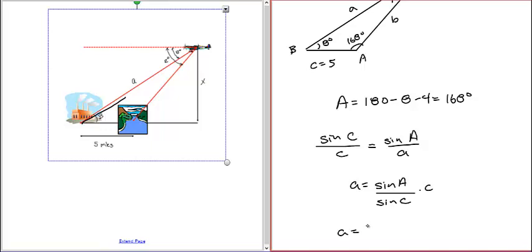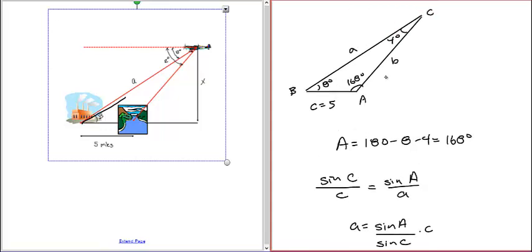So we know everything. Sine of A is sine of 168 degrees. Sine of angle C is sine of 4 degrees, times 5. And if you plug that in, you get 14.9. So it's 14.9 miles. This distance right here, 14.9.